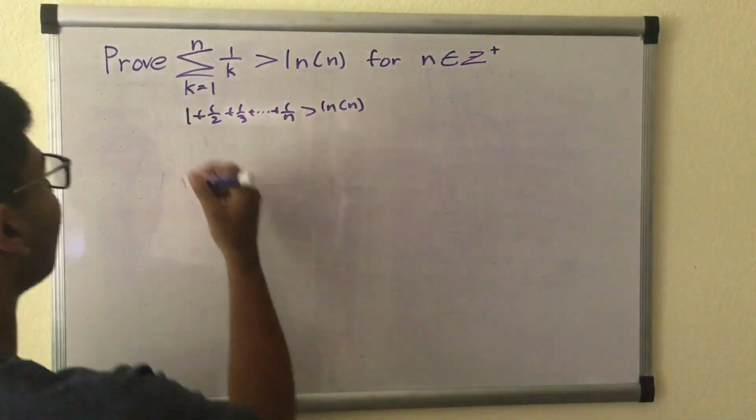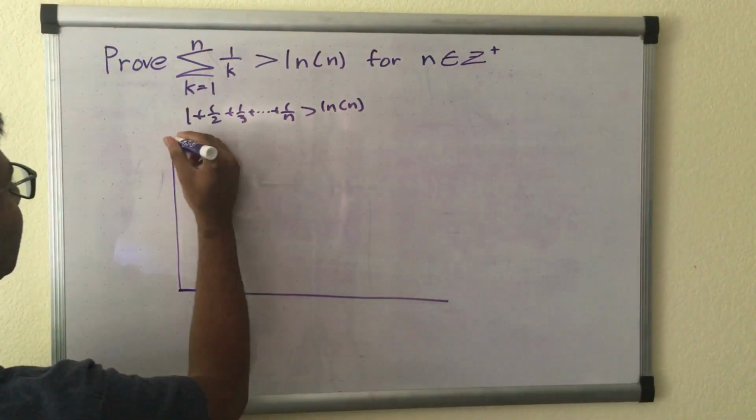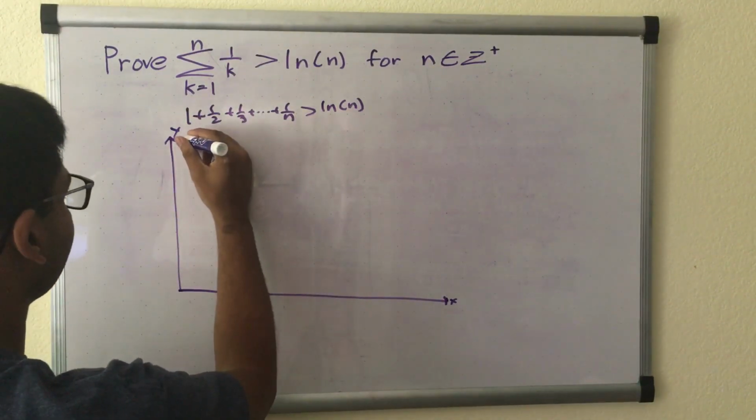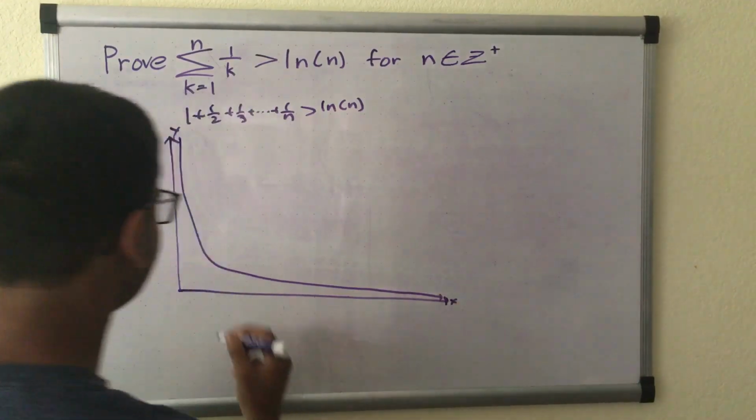So I'm going to do this with a graph by drawing the first quadrant of the coordinate plane. And this is our x-axis, this is our y-axis. I'm going to draw the graph y equals 1 over x. I'm going to extend it quite a bit.